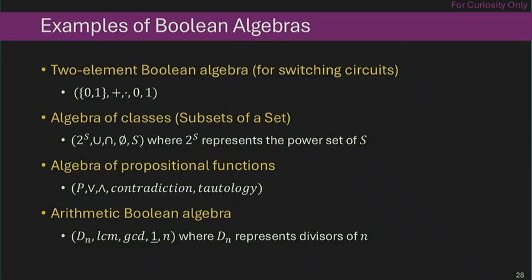One of them I want to point out is this algebra of classes. Right? You can think of 0 and 1 as an empty set and a set with a single element. Right? And then you use union and intersection to replace OR and AND. And again, all of these algebraic rules will remain valid.